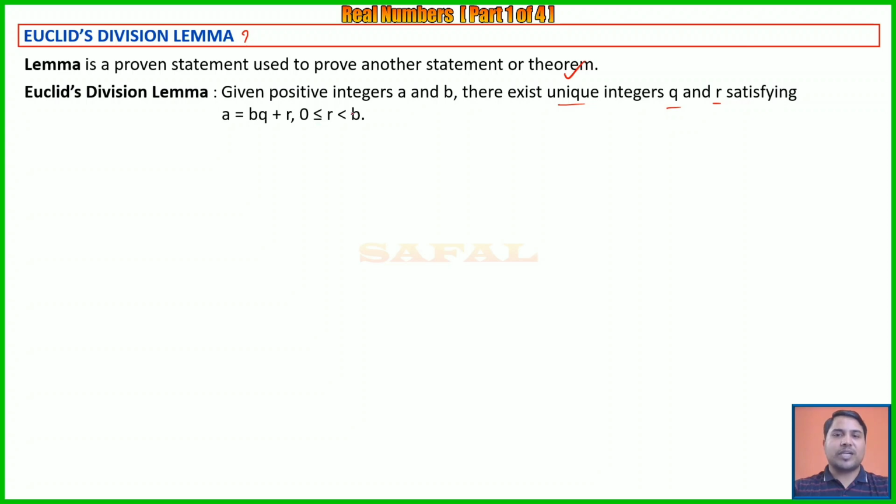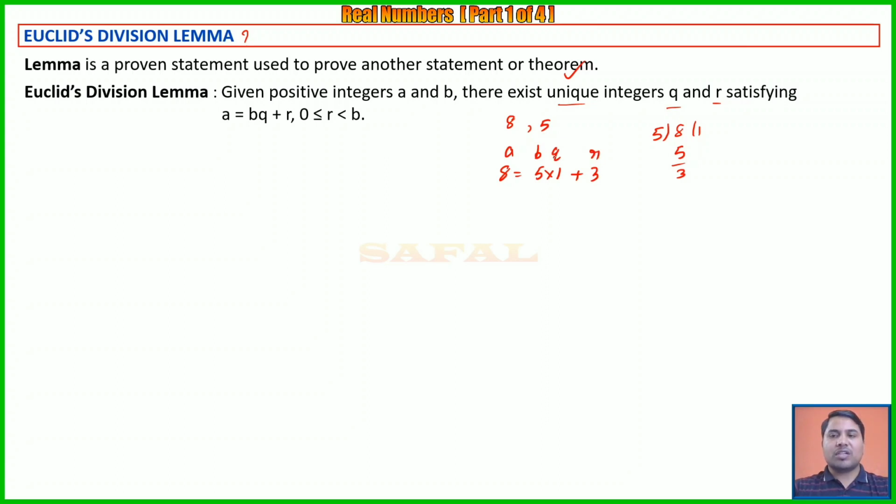To illustrate by taking one example, let's say the two natural numbers or positive integers I'm taking are 8 and 5. So if I divide 8 by 5, 5 ones are 5, right? What remainder will I get? 3. And I can see that 8 can be written as 5 into 1 plus 3. So this was basically a, b, q and then r.